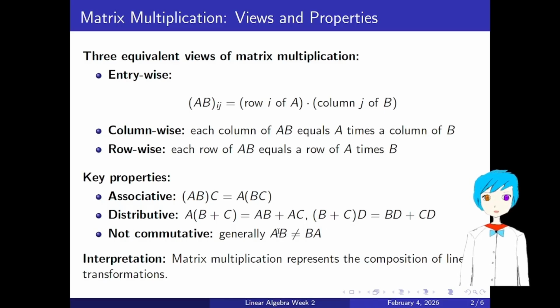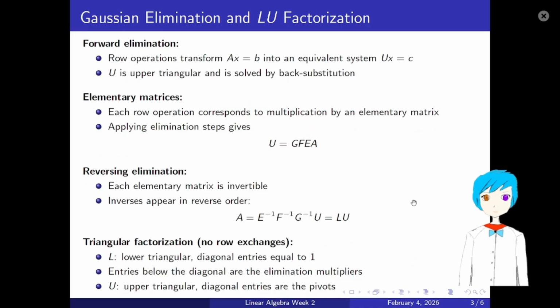Generally, we don't have AB equals BA. From one aspect, the shapes of the two matrices AB and BA can be different. From the other aspect, even if both A and B are square matrices, there are lots of examples where AB does not equal BA. Matrix multiplication actually represents the composition of linear transformations, because each matrix applies a linear transformation.